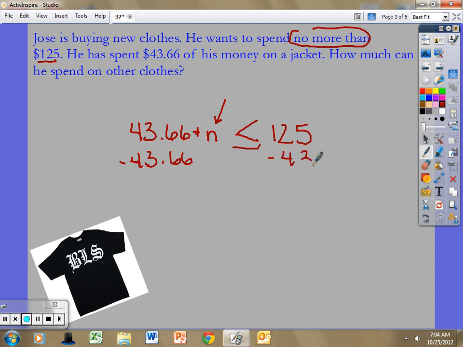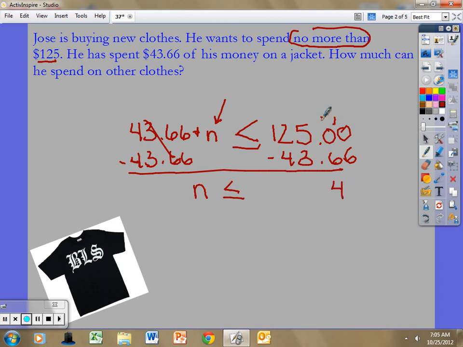But I'm going to line up the decimals here. I can put a decimal and 2 zeros here to line up that change. That cancels out, so Jose's left with N over here. N must be less than or equal to, let's see here, that gives me 10, so that is a 4. That gives me 9, so that is 3. Bring down my decimal point. This would be a 4, so that's 1. This would be a 12, and that would be a 0, so that is 8. So Jose could spend no more than $81.34 on the rest of his clothes.